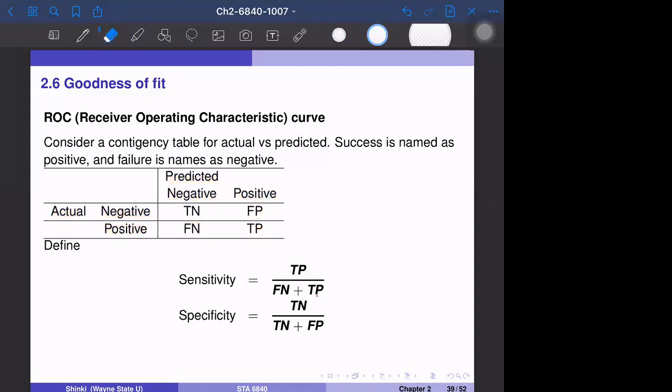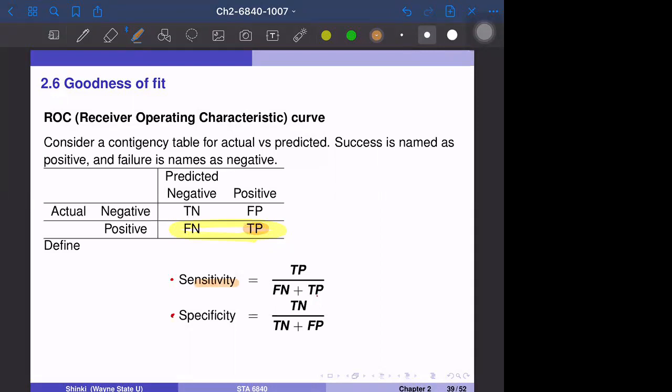Then we define two quantities. One is sensitivity and the other is specificity. So sensitivity basically means how many of the actual positive patients are diagnosed as positive. So that is the TP. So basically we are thinking about this group, and the correct decision was made TP times. So TP over TP plus FN, that is sensitivity.